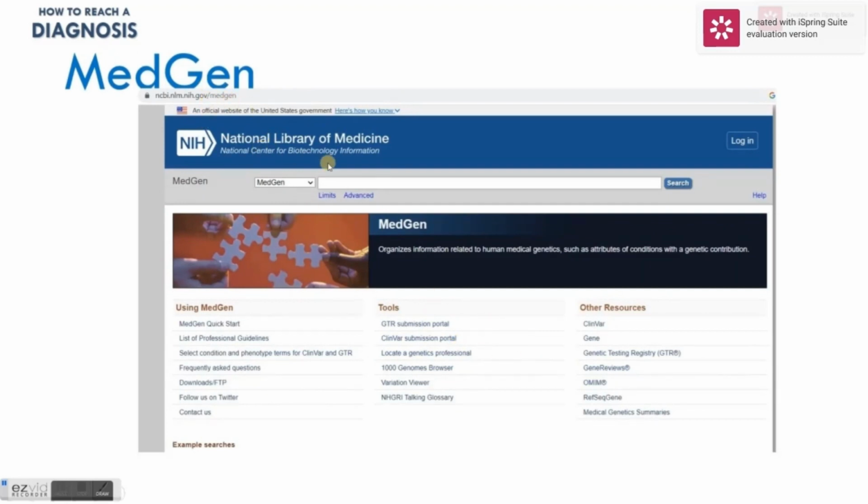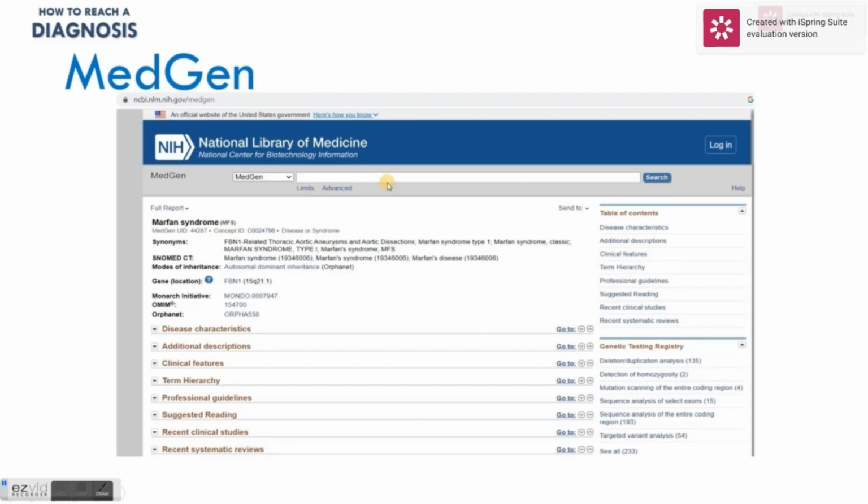MedGen is very helpful. It's part of PubMed, or the National Library of Medicine. Just put, for example, Marfan syndrome here, as I did, and it lists the results in categories: clinical characteristics, additional description, clinical features, guidelines, suggested reading, clinical studies, and so on. And it is interlinked with OMIM, GeneReviews, and others. So MedGen is an excellent starting point for searching for information.